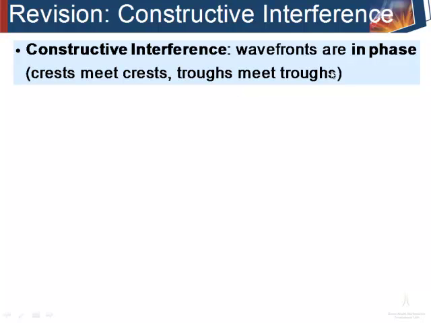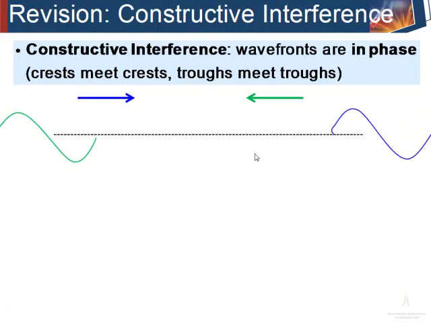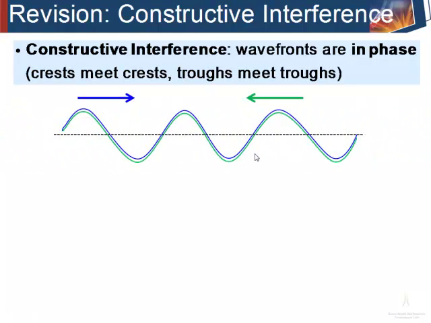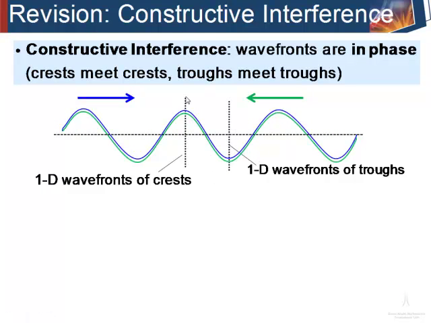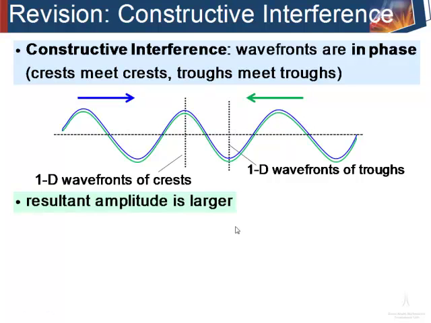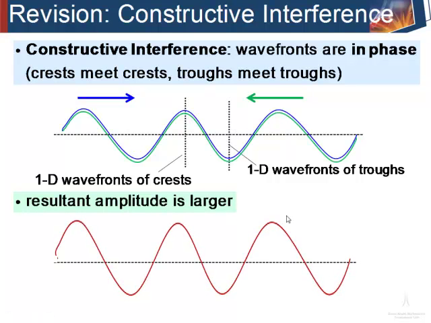And so in constructive interference, the wave fronts are in phase. In other words, crests meet crests and troughs meet troughs, as shown over here. And if you have a look at the diagram, those are the wave fronts, in this case the one-dimensional wave fronts of crests and the one-dimensional wave fronts of the troughs. And when these two meet, when crests meet crests and troughs meet troughs, the resultant is that the amplitude is much larger, and so that's the resultant wave that you would observe.